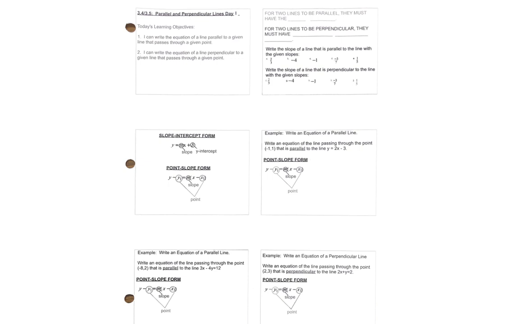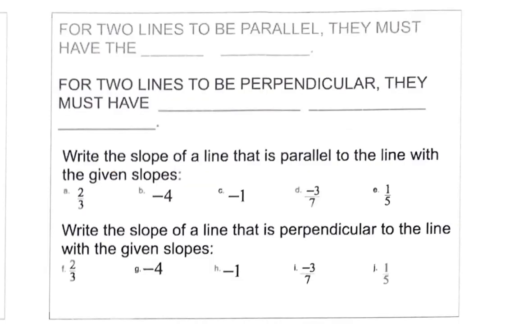So before we do that, let's go ahead and review again what we need to know about parallel and perpendicular lines and their slopes. So for two lines to be parallel, they must have the, and hopefully you know what to fill in here. Hopefully you're filling in the same slope. Okay, so go ahead and do that for me.